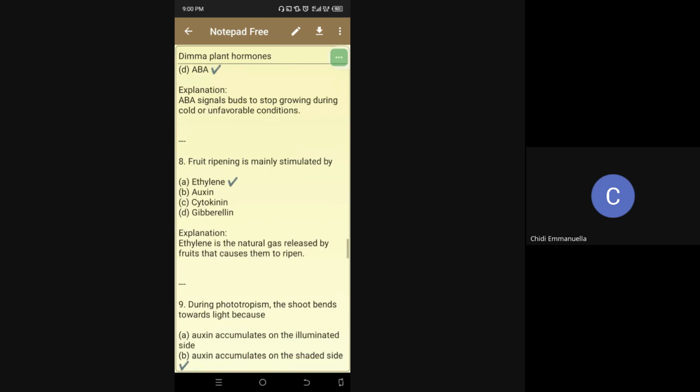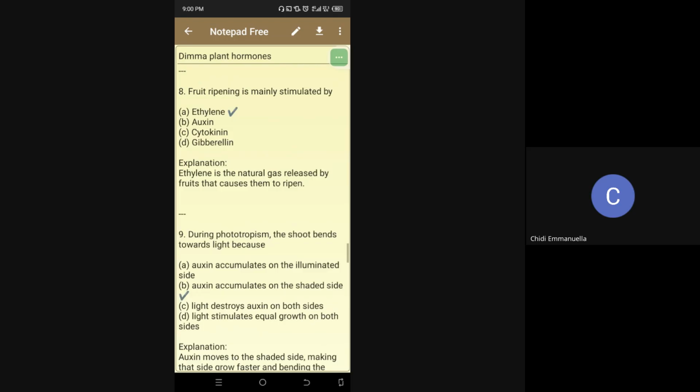All right, number 8. Fruit ripening is mainly stimulated by ethylene. You should get that one now, Abby. Did you get that one? I got it. So ethylene is a natural gas released by fruits that causes them to ripen.